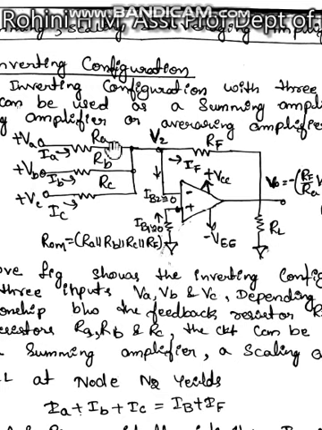Here are the three resistances RA, RB and RC, and their respective currents IA, IB and IC flow through them. Here we call the node voltage V2, whereas node voltage V1 is connected to the ground terminal. These are the positive and negative power supplies. This is a feedback resistance RF and this is the load resistance RL. So this is an inverting configuration.